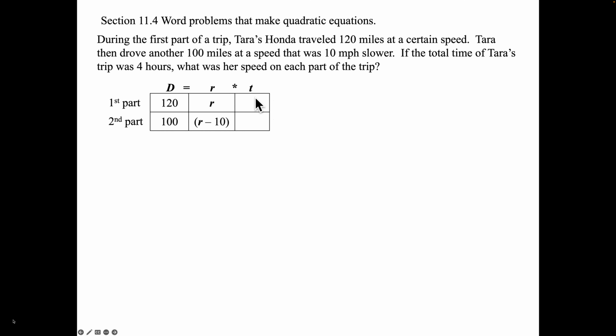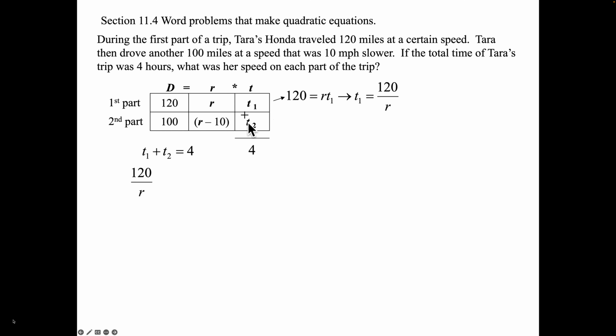So I'm going to call the first part time T sub 1. The second time will be T sub 2. And these two have to add up to be 4. Now this is where I'm going to create my equation from. I have to take this first equation, 120 equals R times T sub 1, solve it for T sub 1, divide over the R, just like I did a lot in the first problem. Then take this T sub 1, 120 over R, substitute it in right there.